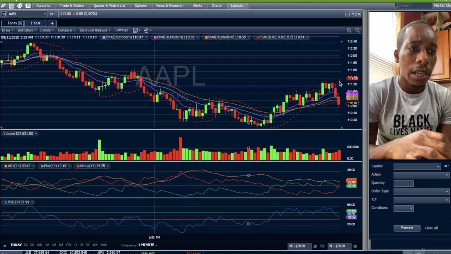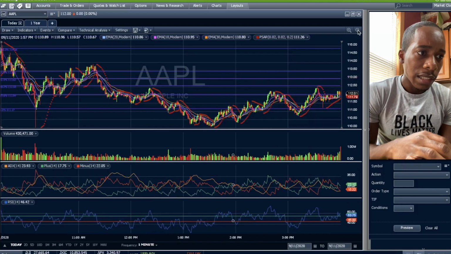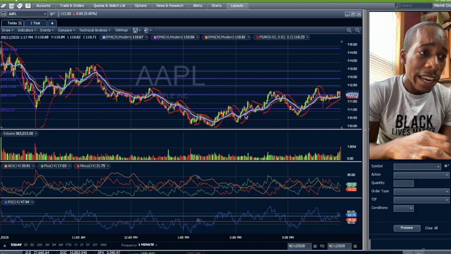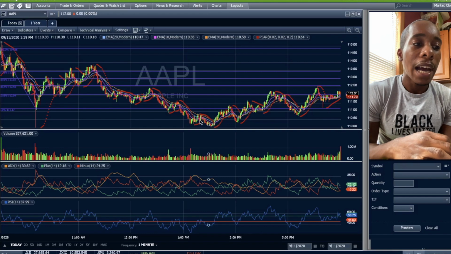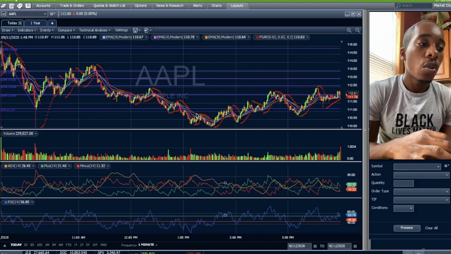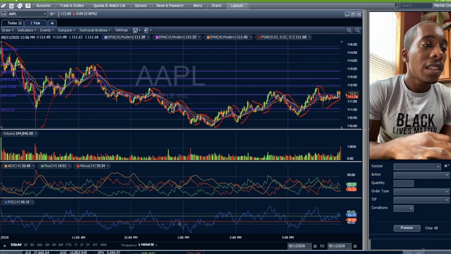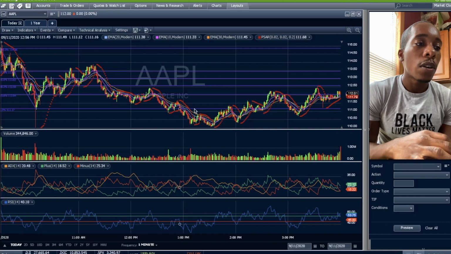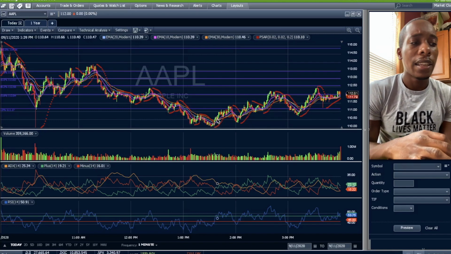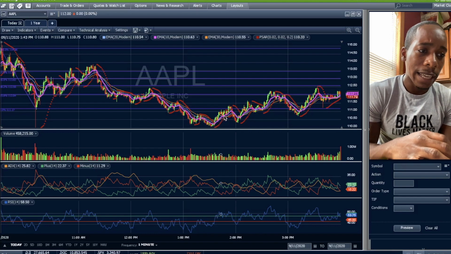And I'm going to zoom out here. As I zoom out, I want you to notice that we're here in this region, right? So our goal, we would love to buy within this region. So we would look for these different signals to give us more confidence, more detail to know, hey, this is when to get in and this is when to get out.